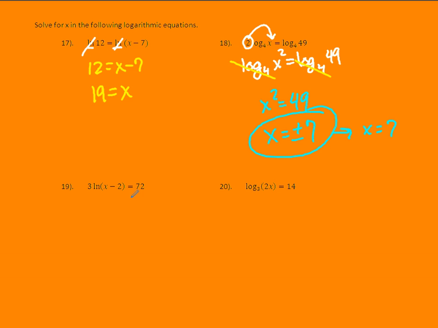Alright, in number 19, I have a 3 on the outside. Can I divide both sides by 3? It looks like it, so I'll do that first. So ln of x minus 2 equals whatever 72 divided by 3 is, which is 24. I'll now want to get rid of the natural log. I'll do that by making those the exponents with both bases being e. That way, the ln and the e cancel out, and I'm left with x minus 2 equals e to the 24th. To get x by itself, x equals e to the 24th, and then add 2 more onto that.